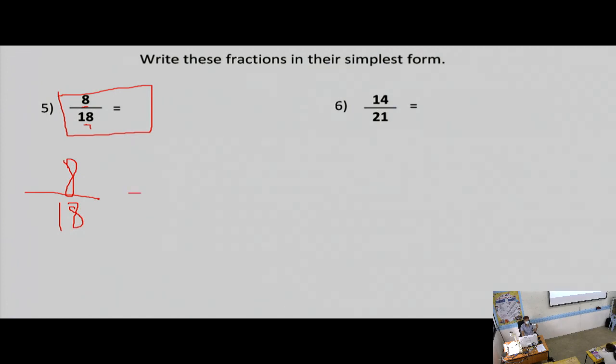Okay. Why 4 over 9? Why? Where did you divide 8 over 18? You divide it by? Where did you divide 8 over 18 to get 4 over 9? Listen, okay?